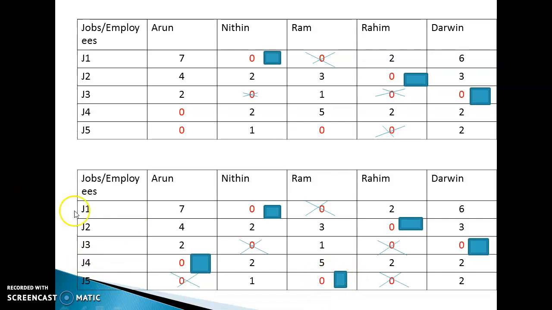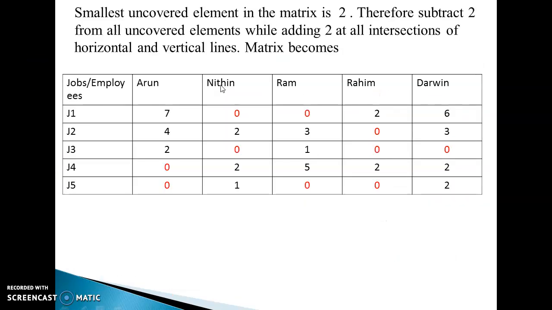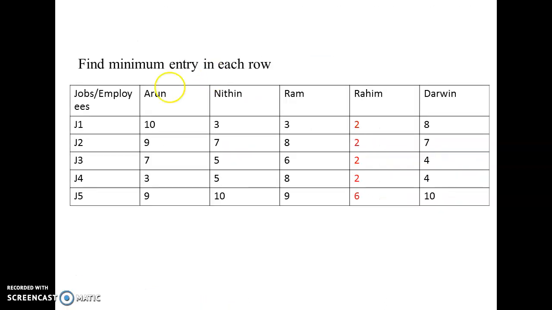Now if you see, each job is assigned to a different employee. So job 1 for Nitin, job 2 for Rahim, job 3 for Darwin, job 4 for Arun, job 5 for Ram. Now you find out, this is the optimal assignment we got. Now we need to find out the optimal cost. That is job 1 for Nitin. So you just see the cost for that particular row from the initial table. So job 1 is for Ram, so 3 rupees.